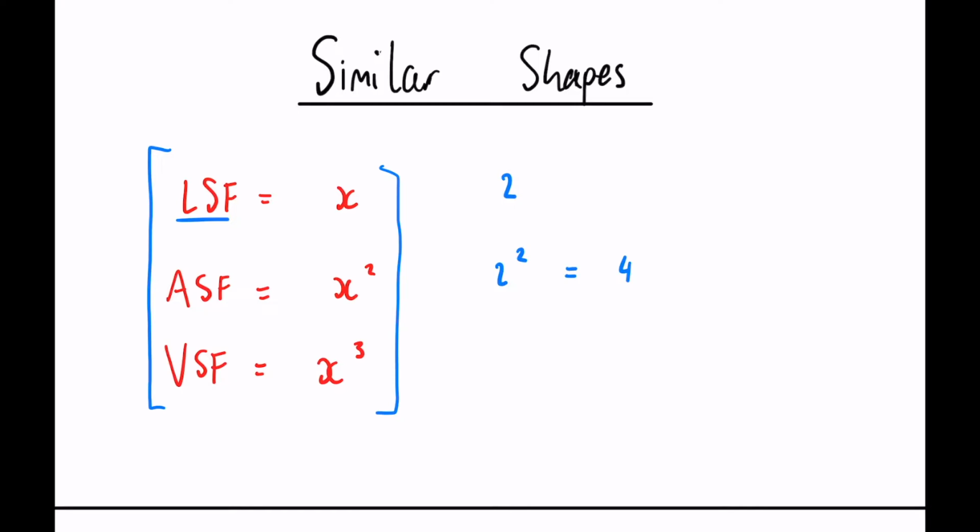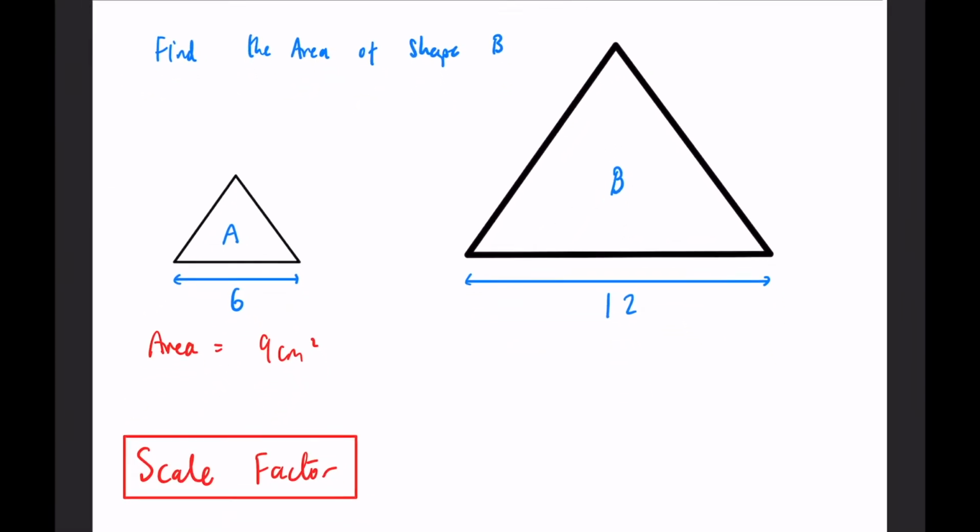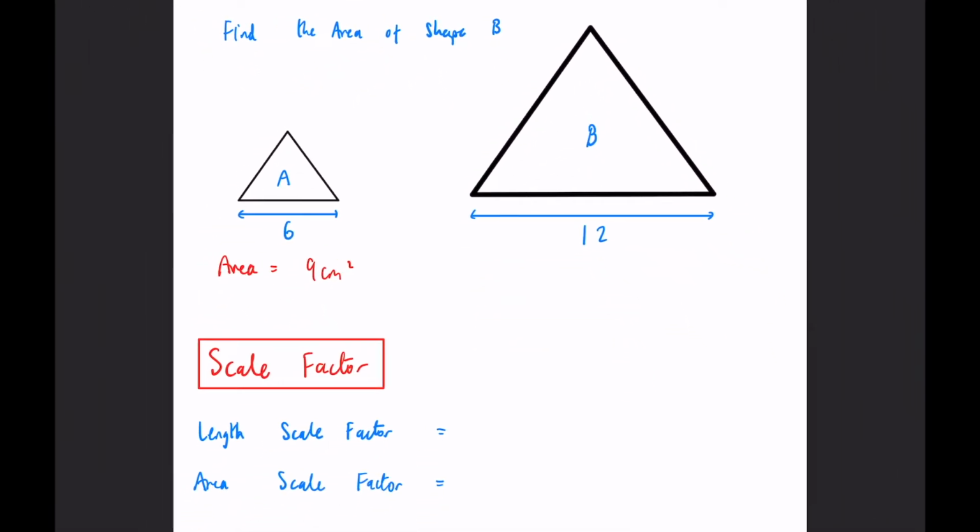And finally, for the volume scale factor, we take the linear one and we actually cube it this time. So that would be 8 in this situation. So you'll be given different scenarios and you have to apply these to try and work out what the missing values are. So let's have a look at question 1. Find the area of shape B.